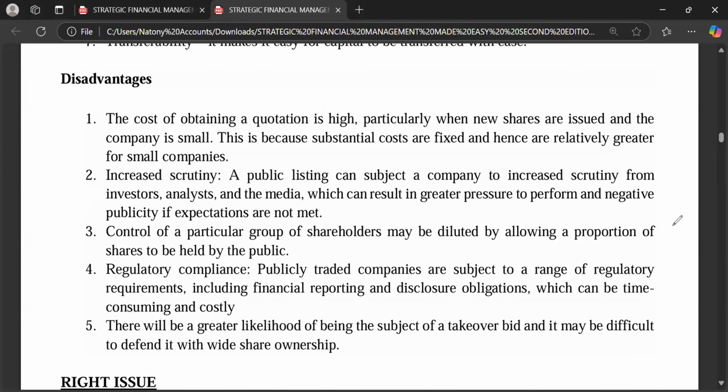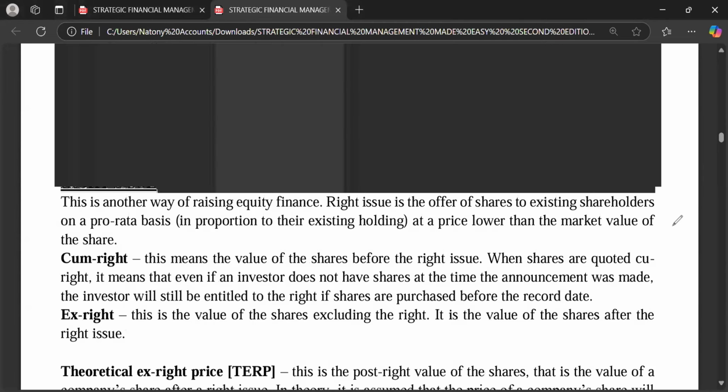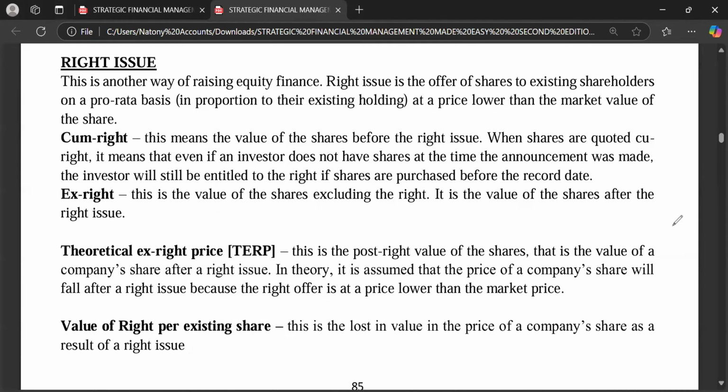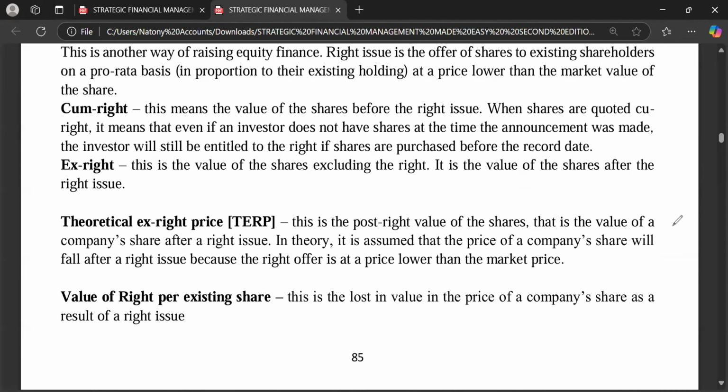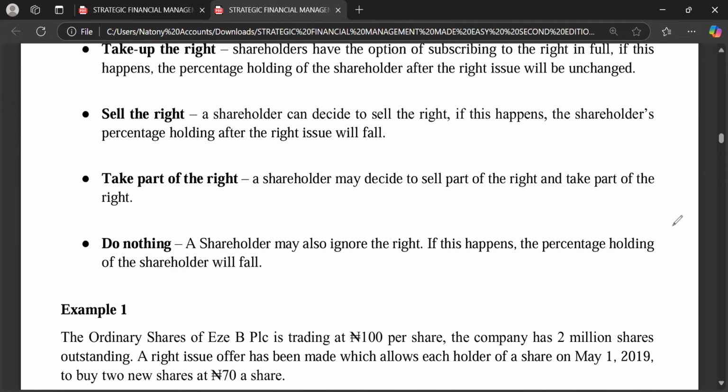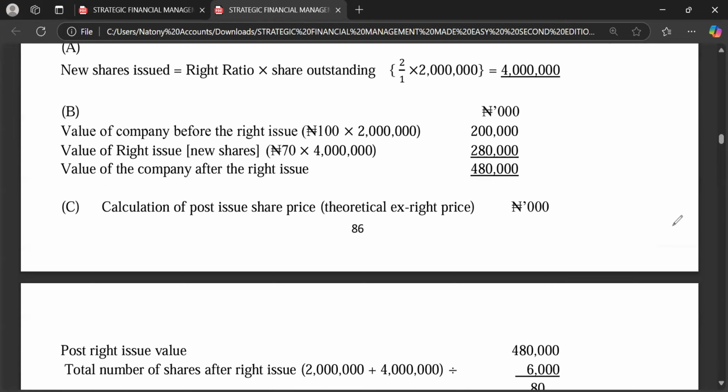The disadvantage basically is the cost. Then regulation increases with the decision to go public, and depending on the number of shares being sold, it may lead to dilution of control. For rights issue, I have a video on this also. You can check that for the rights issue.